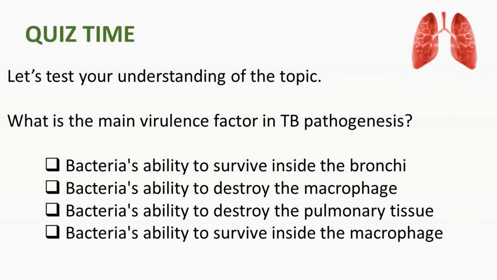Let's test your understanding of the topic. What is the main virulence factor in TB pathogenesis? Bacteria's ability to survive inside the bronchi. Bacteria's ability to destroy the macrophage. Bacteria's ability to destroy the pulmonary tissue. Bacteria's ability to survive inside the macrophage.